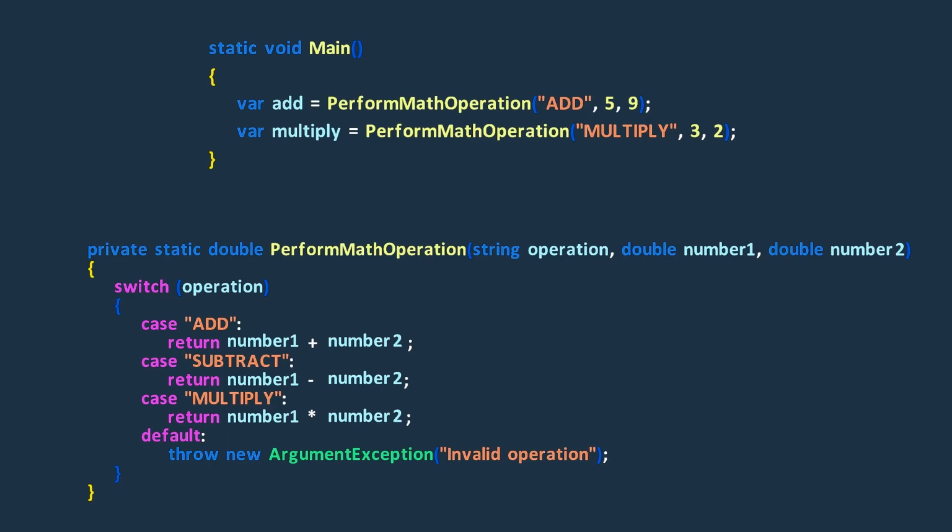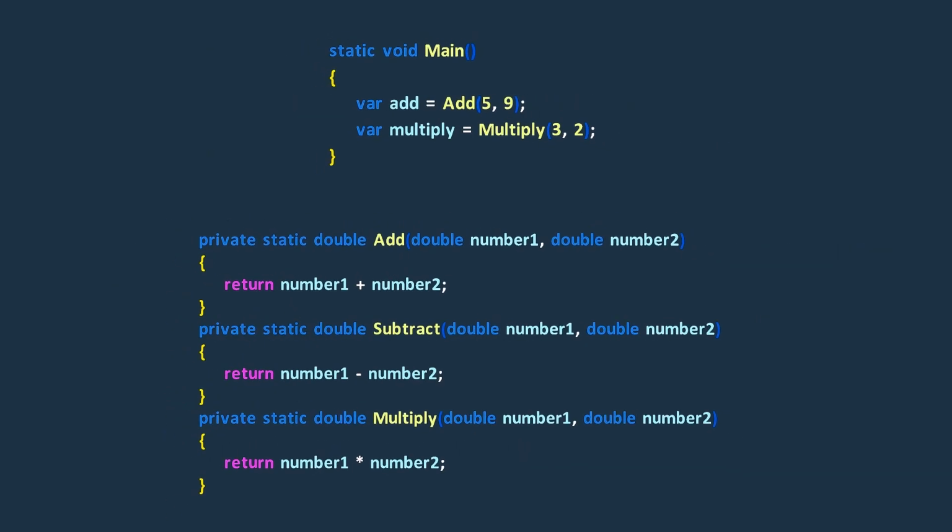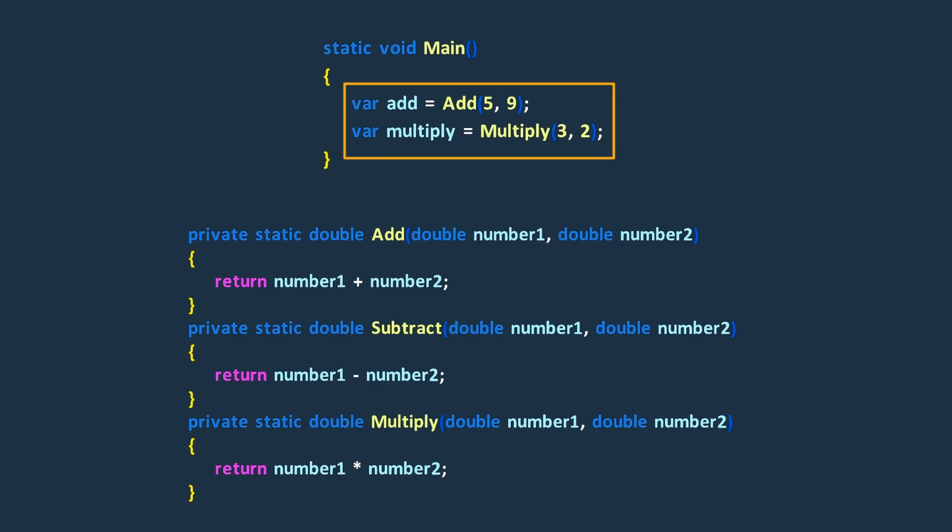Consider a scenario where we have a method called performMathOperation that takes three parameters: operation, number1, and number2. The behavior of this method depends on the value of the operation parameter. To make the code more explicit and easier to understand, we can replace the parameter with separate methods. We'll make three methods: add, subtract, and multiply. Each method will perform a specific math operation. As you can see, we can simply call the method that matches the math operation we need.